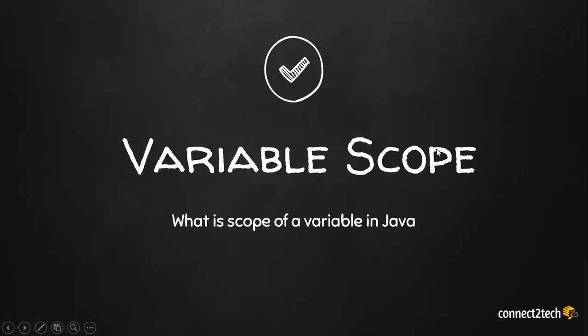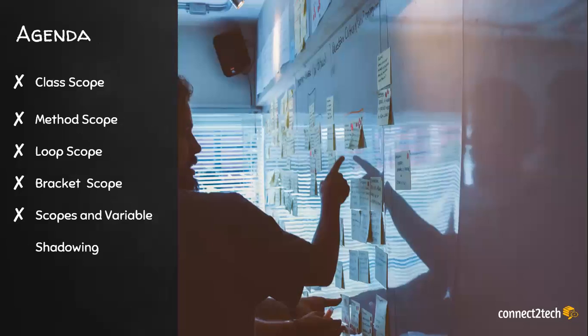We are going to look at variable scope and understand what is the scope of a variable in Java. The agenda of this discussion is going to be, we will look at class scope, we'll look at method scope, we will look at loop scope, bracket scope, and then finally scope and variable shadowing.